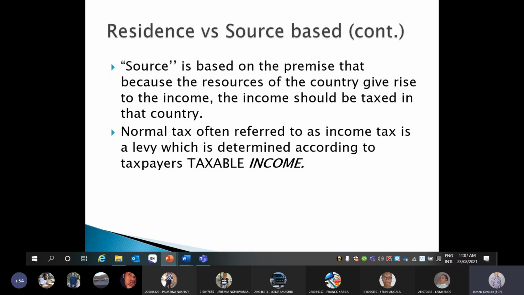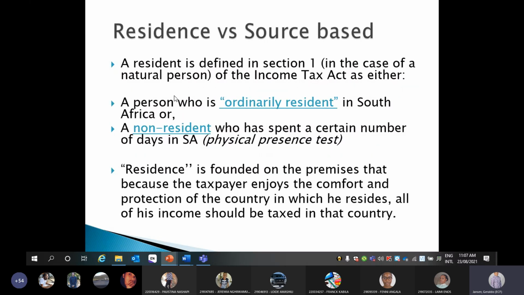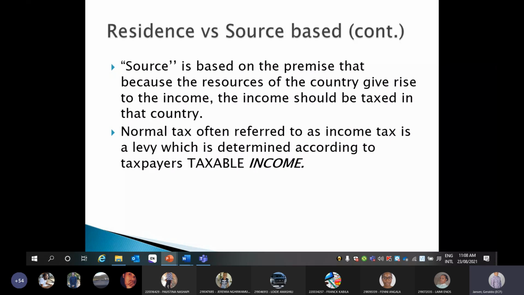Source, now let's look at source. That was now resident. Like I said, guys, ordinary resident, physical presence, all these things will be defined. We will explain it to you in chapter 2. It's actually a very long process to determine whether someone is an ordinary resident or even a resident in terms of the physical presence test. Now let's look at source.